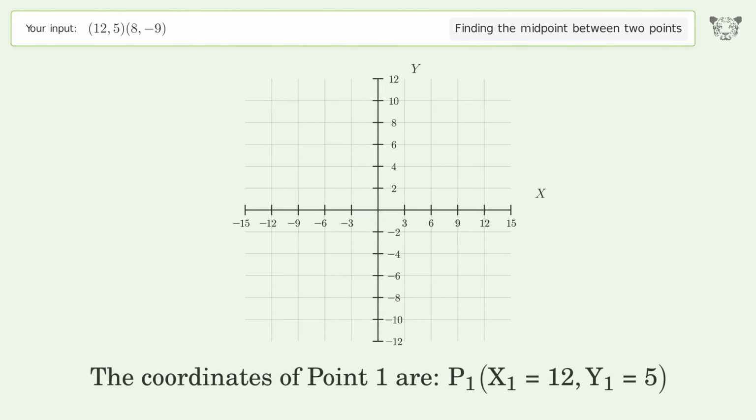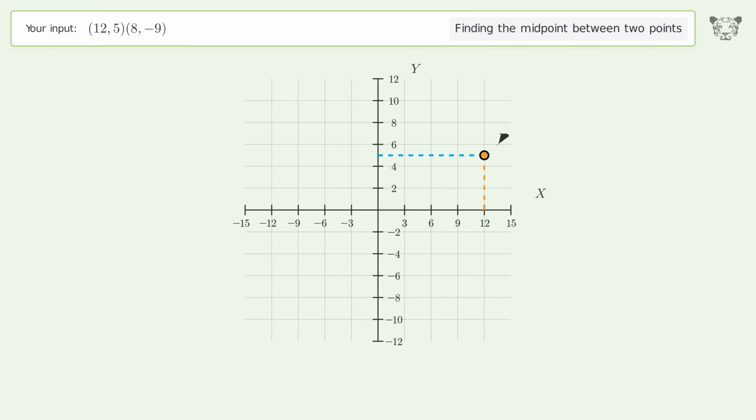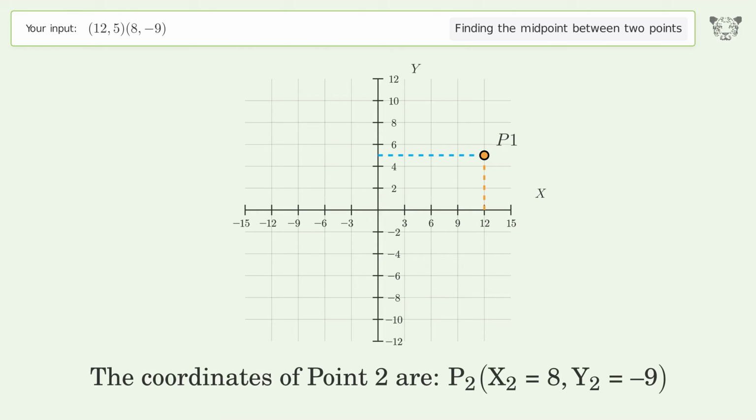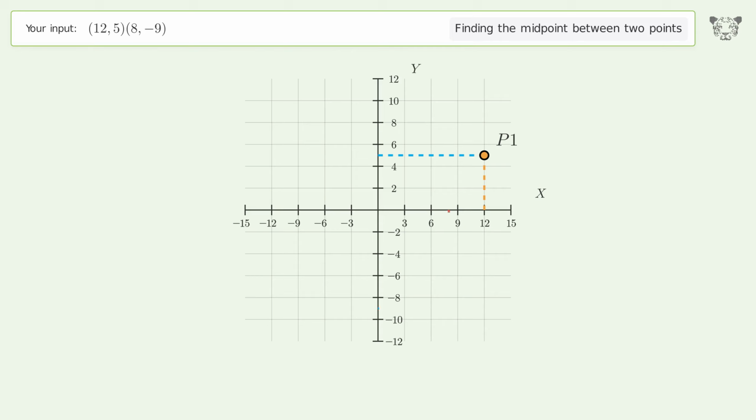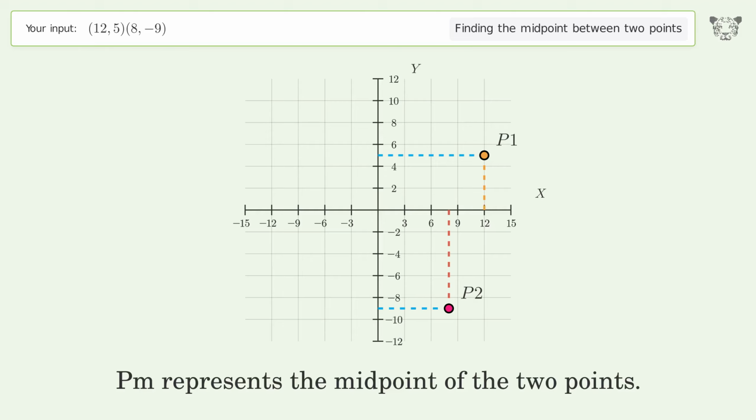The coordinates of point 1 are x1 equals 12, y1 equals 5. The coordinates of point 2 are x2 equals 8, y2 equals -9. PM represents the midpoint of the 2 points.